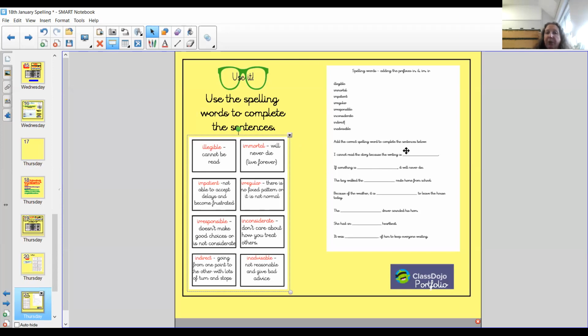Make sure that when you are writing that word in, that you are using the correct spelling. Okay, so that is your activity today. You're going to complete these sentences by using the spelling words and the definitions in order to help. Once you have done that, what I would like you to do is to post that on Class Dojo so that we can see.